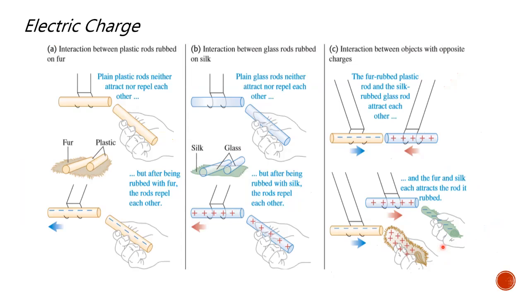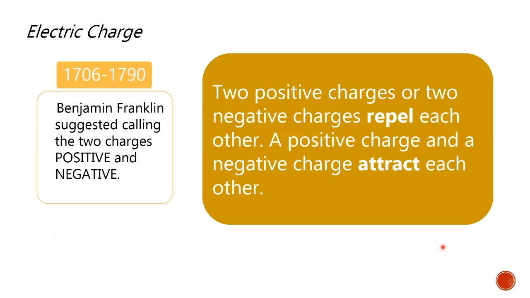This is a bigger picture. During this time, a person named Benjamin Franklin suggested calling the two charges positive and negative. This is their conclusion: two positive charges or two negative charges repel each other. And if you have two opposite charges, one positive and one negative, the interaction is different. They attract each other.